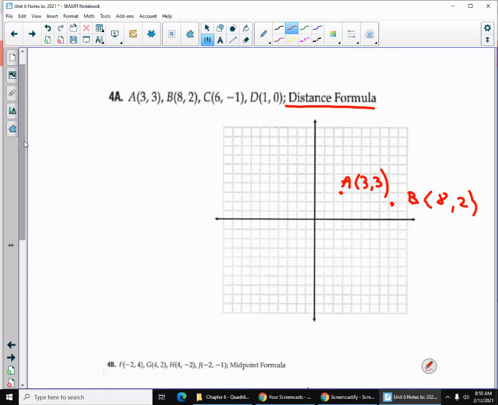C is (6, -1). And point D is (1, 0), which is technically not our x-intercept in this class, but in Algebra 1, it will be an x-intercept. So D is (1, 0). So again, I will connect the vertices using different colors.